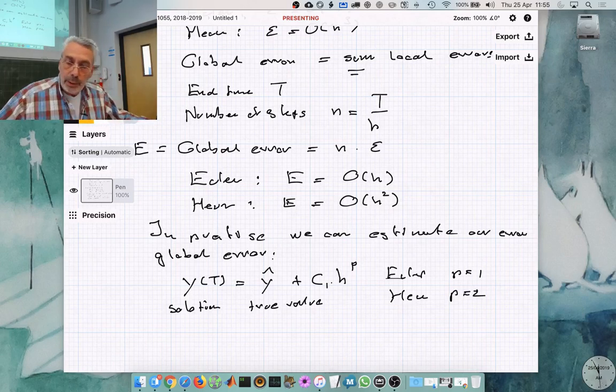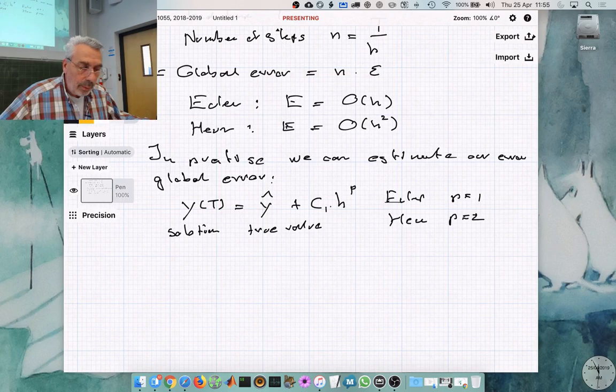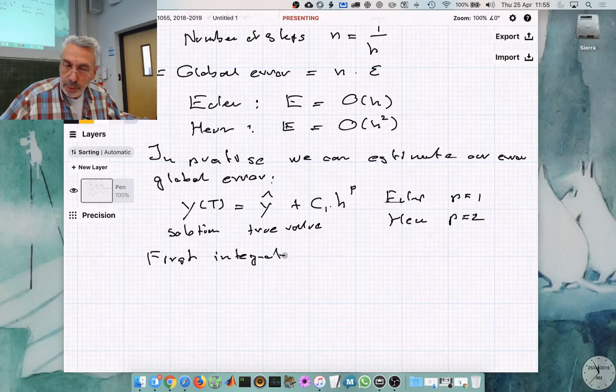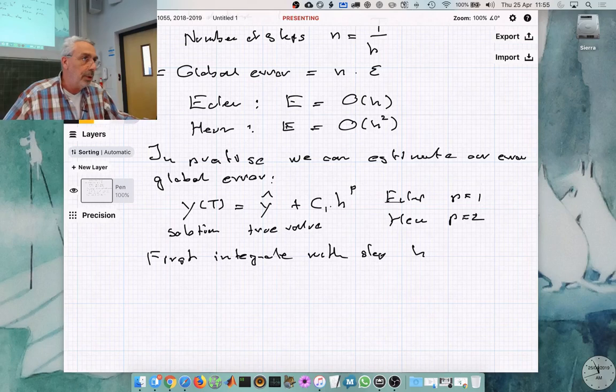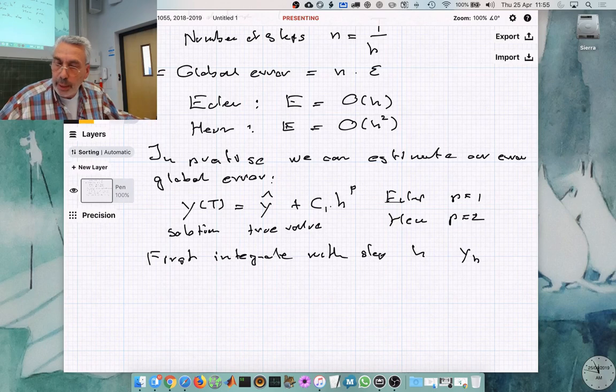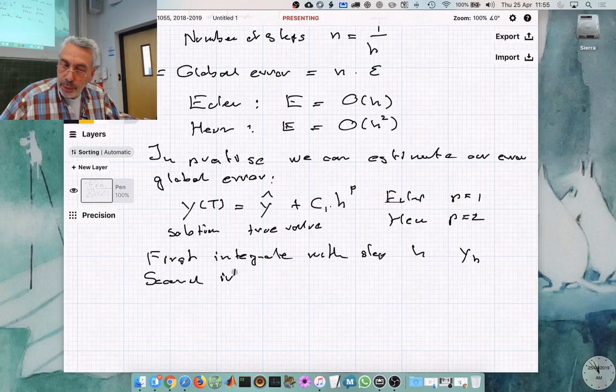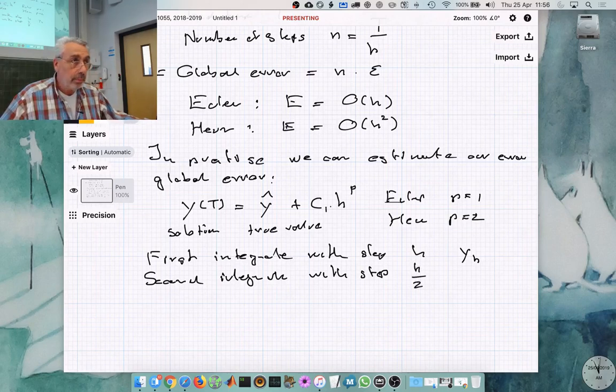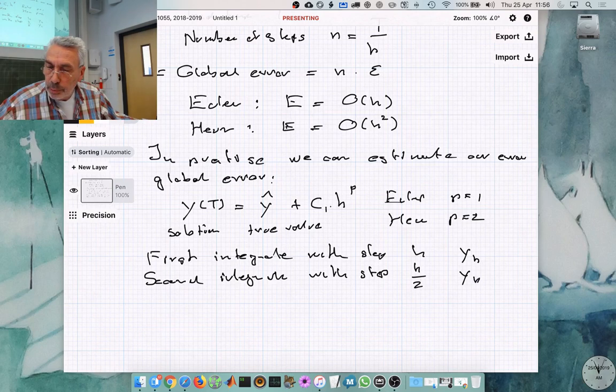Now, how do you estimate now what your global error is? Well, first you integrate with some step size. Integrate with step size h. Just pick some step size which you think, well, that's pretty okay. And then you find a solution which we call yh. Then second, you do it again, you integrate, but now you use a smaller step size. So we take step size h over 2. And then again you find an answer, which we call yh over 2.